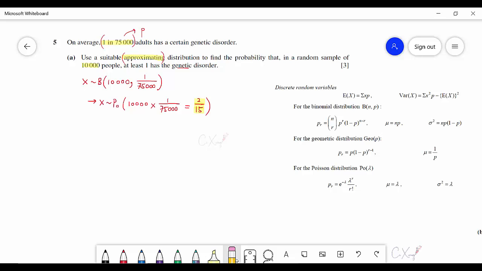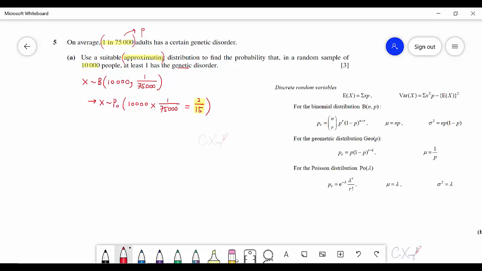The first thing is you need to have a large n, which is more than 50. And the second condition is np must be smaller than 5. So you can see that 2 over 15 is smaller than 5. Right? So this is the condition that we are changing the binomial to Poisson distribution.